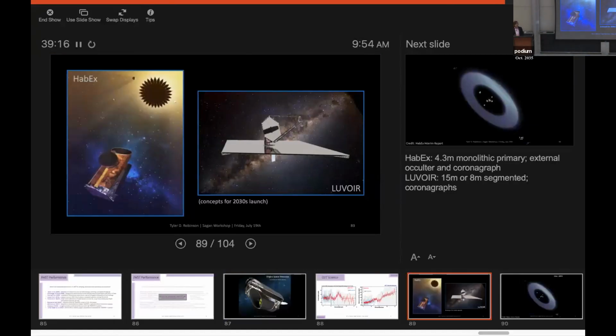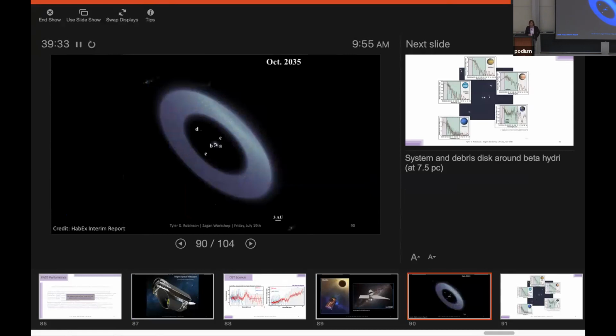2 missions, HABEX and LUVOIR, thinking about exoplanet direct imaging. HABEX is thinking 4.3 meter monolith with an external occulter, i.e. star shade. LUVOIR is thinking 8 or 15 meters in space, segmented, and then with coronagraphs on board to do exoplanet direct imaging. Both would really like to return something that looks like this.